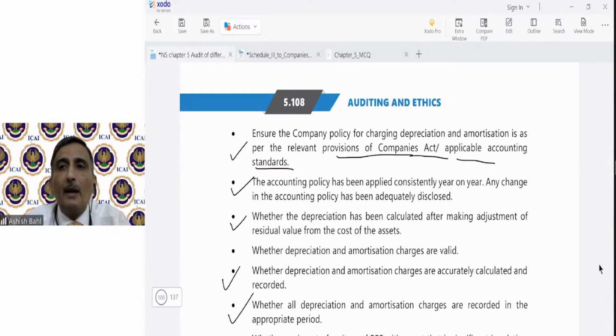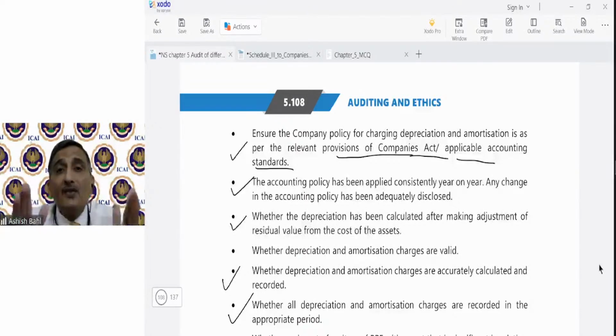And students, one more important point which you have to remember, that when financial statements of a company are being prepared, then the company applies depreciation in its books of accounts in accordance with the provisions of the Companies Act 2013. When you are preparing the company's balance sheet, the depreciation charged in the company's books of accounts would be in accordance with the provisions of the Companies Act, read with applicable accounting standards.